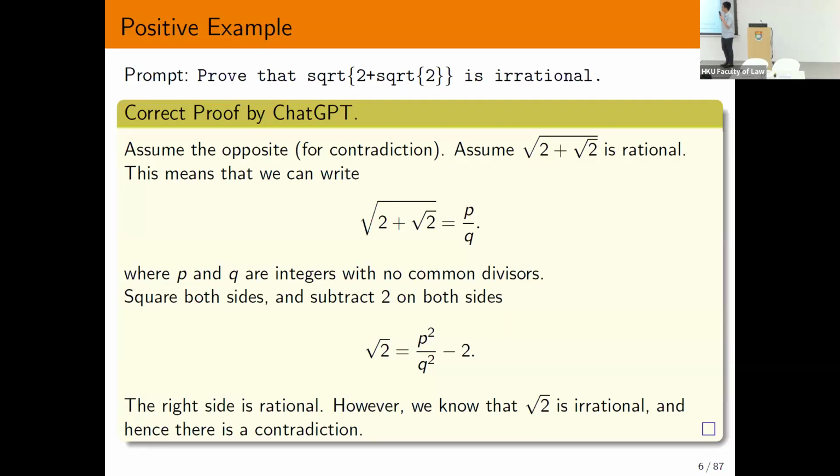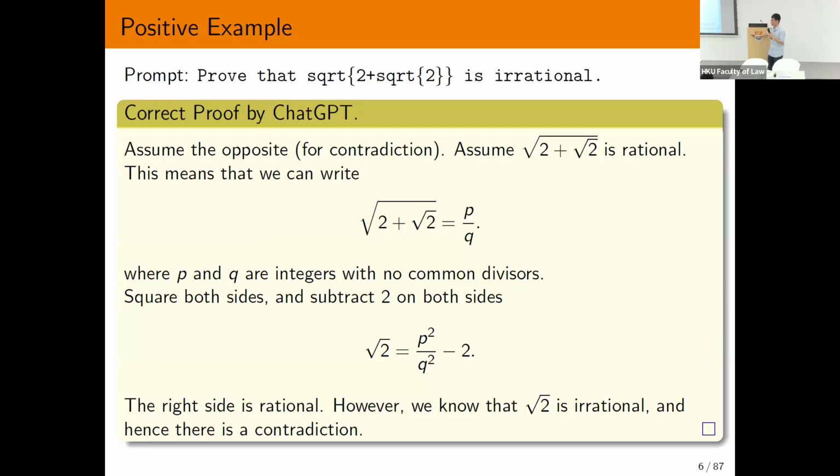So this is what ChatGPT said. ChatGPT gave a much more verbose response, so I summarized it, squeezed it within the page here. But this is what it says. Assume for the sake of contradiction that it is not true. Instead, assume it's rational, so it can be written as P over Q, with integers having no common divisors. Then square it, and then subtract 2 from one side. You get to this expression. And then you notice that this is supposed to be rational, this is irrational, which is a contradiction because everyone knows that this is irrational. And so this is the proof. If you don't understand the proof, that's fine. What I will tell you here is that ChatGPT is correct.